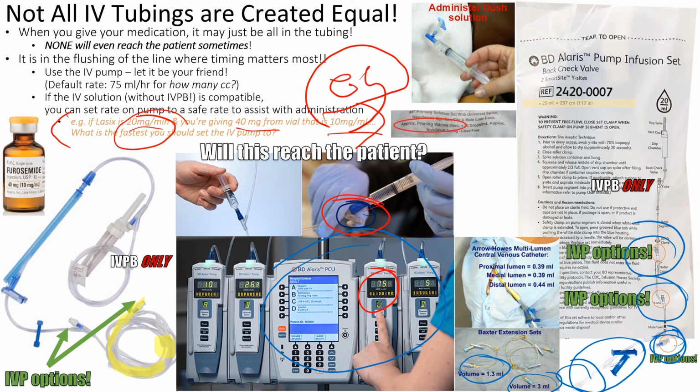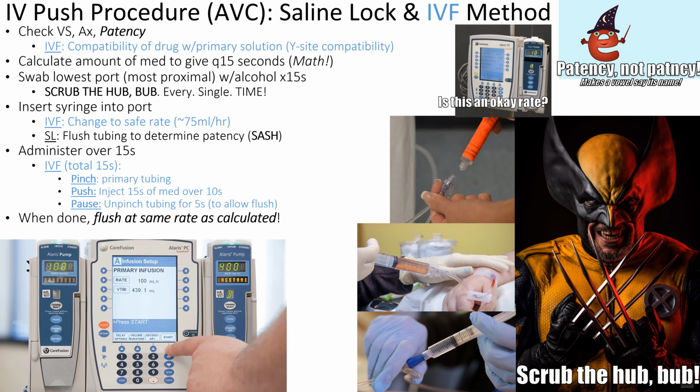Anyways, you want to make sure that the IV pump is at least 75, but sometimes it might be less. I think what I meant was you're giving 20 milligrams or something. I was trying to give an example of when it's lower. All right, so I'll redo that slide.